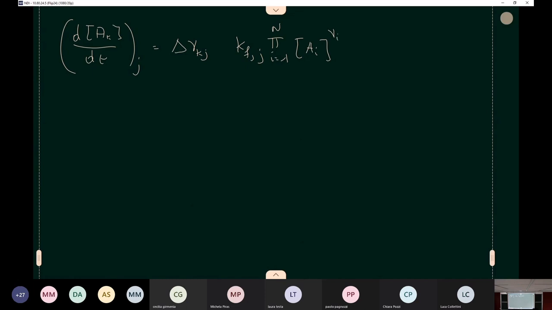Nu_ij, Kfj minus Kbj, Kbj, product for i from 1 to n, of the molar concentration of the species to the power nu_ij.